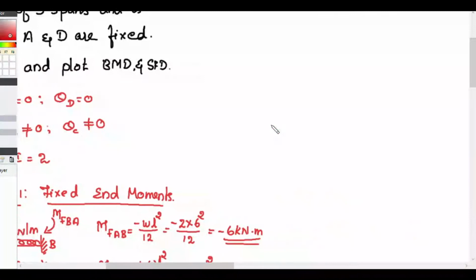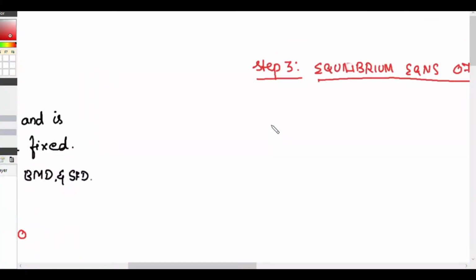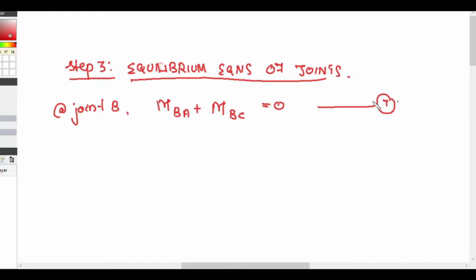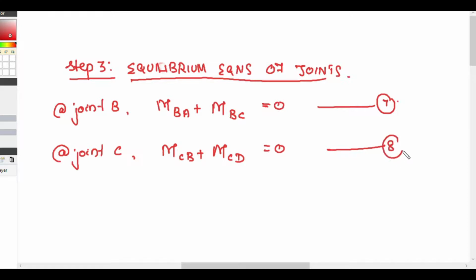So we will write here now. Our equilibrium equations are, at joint B, MBA plus MBC will be equal to 0. This is our equation number 7. And at joint C, MCB plus MCD will be equal to 0. This is our equation number 8.